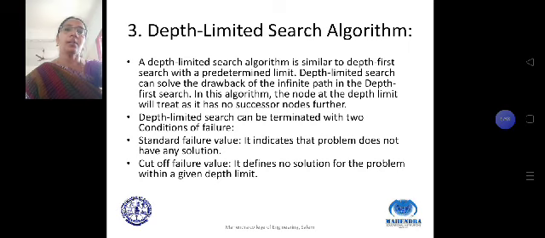Depth limited search can be terminated with two conditions of failure: standard failure value and cutoff failure value. Standard failure value indicates that the problem does not have any solution. Cutoff failure value defines no solution for the problem within a given depth limit.